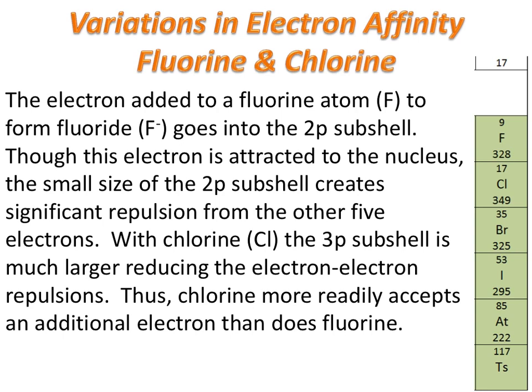But first, the electron that's added to the fluorine atom goes into the 2p subshell. Although this electron is attracted to the nucleus, the small size of the 2p subshell creates a significant repulsion, and what happens then is that it doesn't release as much energy, and the 2p subshell actually gets a lot bigger than you would expect it to get, compared with that of the chlorine, which goes into the 3p subshell, which is much, much larger.